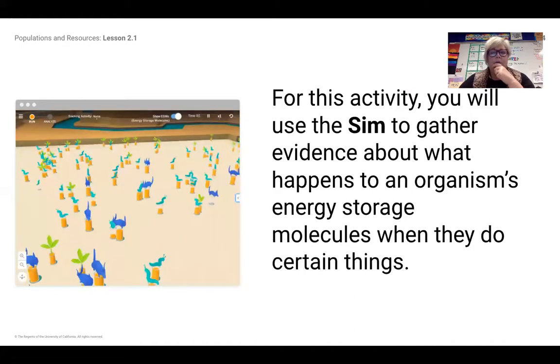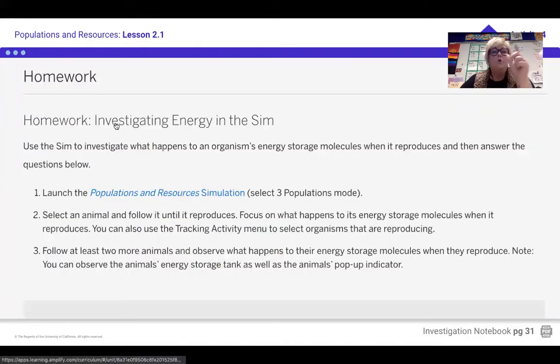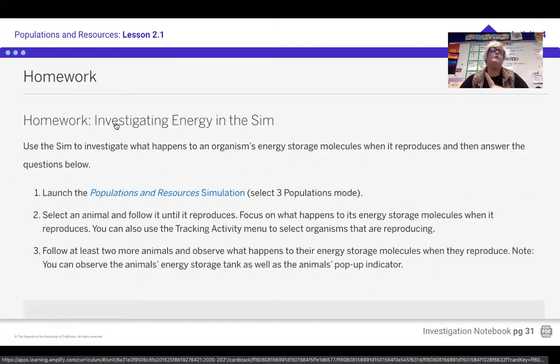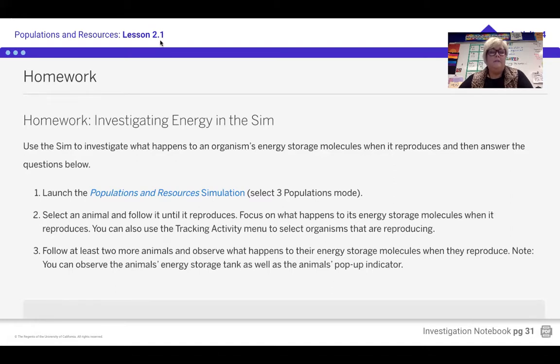All right. So here's what we're going to do. If you would please just put your iPads down for a minute and pay attention. Look up here. For this activity, you're going to use the sim to gather evidence about what happens to an organism's energy storage molecules when they do certain things. So you're in the app right now. I'd like you to go back to Amplify and take a look at the directions. Remember, we're in 2.1, activity number 4.